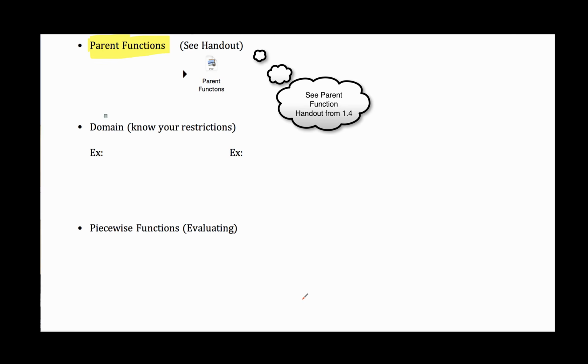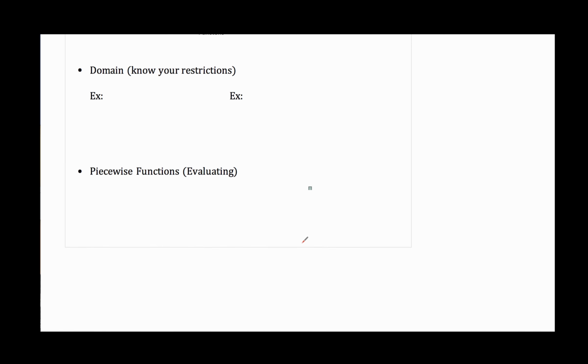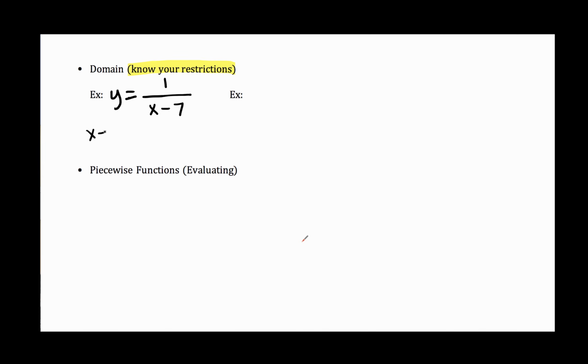All right, let's discuss the domain and how you identify a domain algebraically. So the important thing is you should know your restrictions with functions. We have rational functions, and those have a restriction that the denominator cannot be 0. For example, suppose I have 1 over x minus 7. I know that x minus 7 cannot equal 0 because that would make my function undefined. That's a restriction. Therefore, x cannot equal 7. But x can be everything else other than 7.